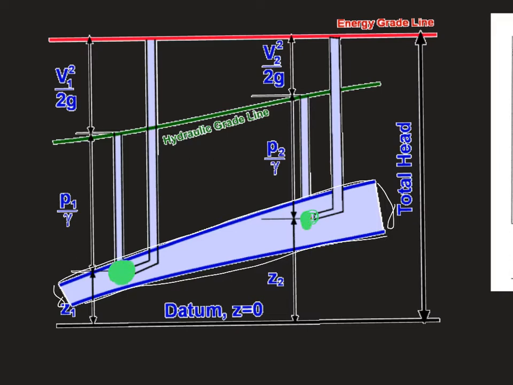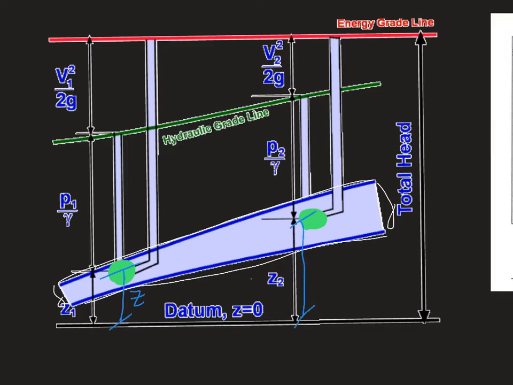Okay, here's point one, and here's point two. It doesn't really matter what the ones or twos are, but just bear with me. So the z's are easy, right? We have some imaginary datum. Here's our z.